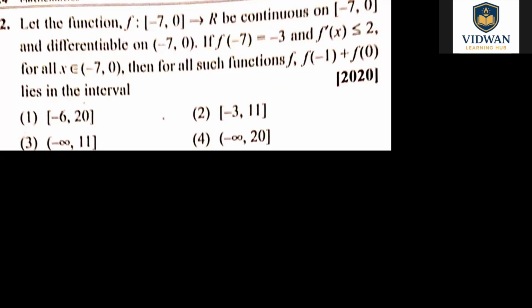Okay, so they said that it is continuous and differentiable. So Lagrange's theorem can be used here. So if I apply Lagrange's theorem for minus 7 to 0, for example, they gave f dash x less than or equal to 2. So what is f dash of x by Lagrange's theorem? f dash of c is f of b minus f of a by b minus a.